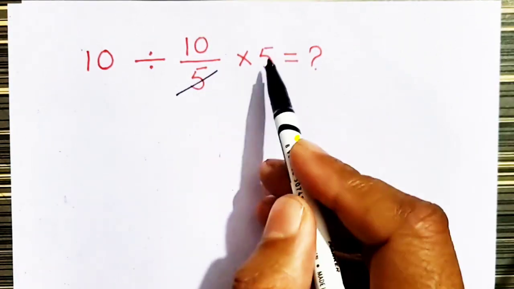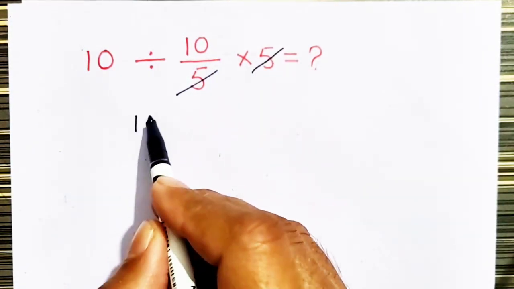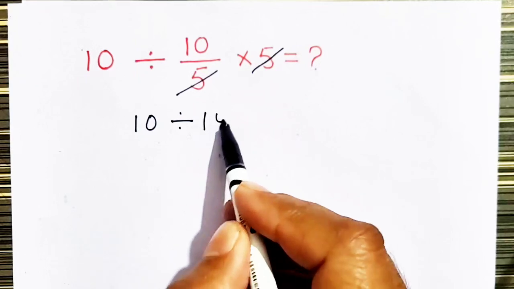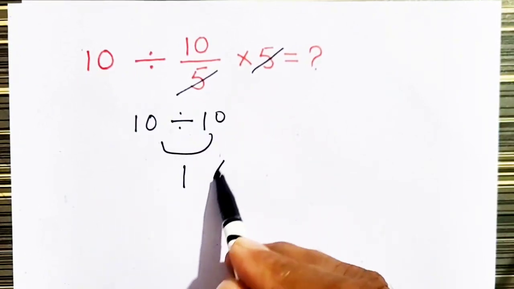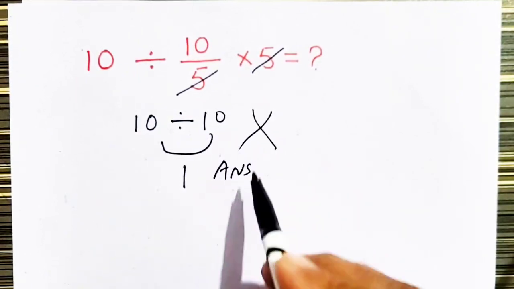Respectable audience, 5 and 5 are cancelled. The remaining portion will be 10 divided by 10, which results in 1. 1 is the answer, but it is not correct.